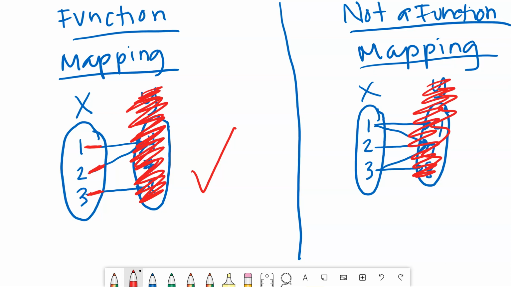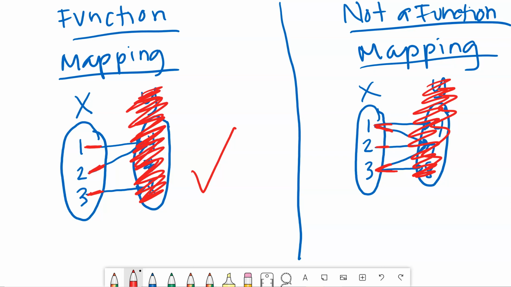How many arrows are coming out from this one right here? 1 and 2. So that means there are 2 1s, and the 1s are on my x side. So that means there are 2 x's here being repeated. There's 1 arrow, and there are 2 arrows coming out from this 3.